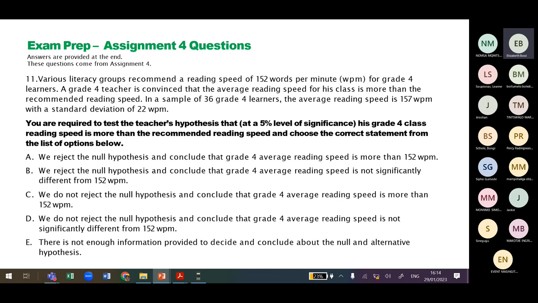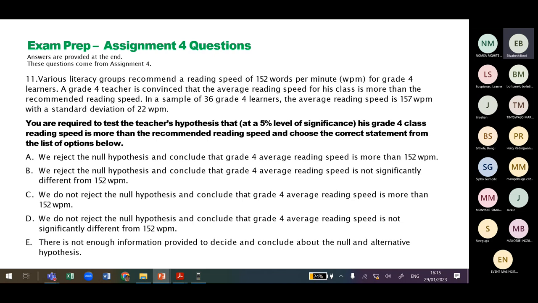Okay. Now, based on this information, there are several things that we need to get right, or we need to deduce from this. So let's find out if you are able to identify things on this that can help us answer the question, because the question is about you being required to test the teacher's hypothesis that at 5% level of significance, this grade 4 class reading speed is more than the recommended reading speed. Choose the correct statement from the list below.